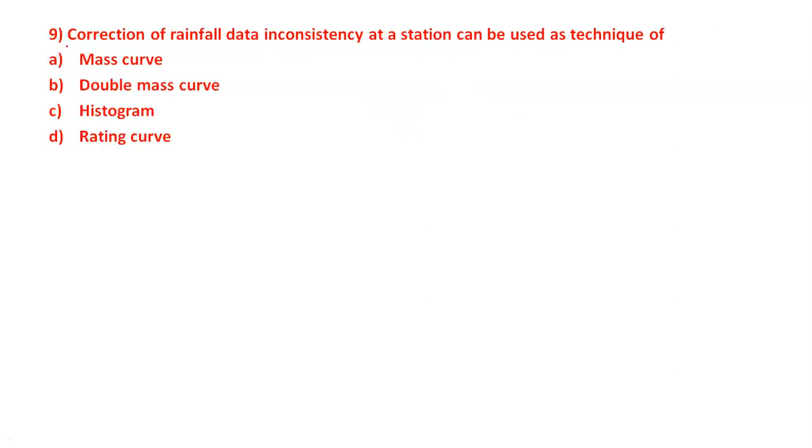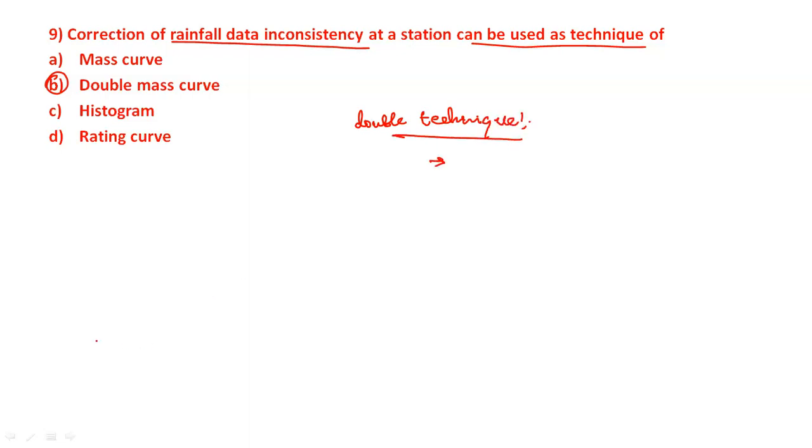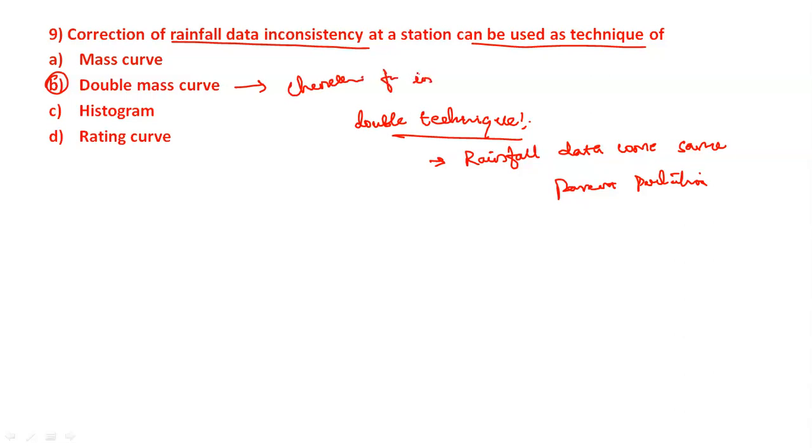Next question: the correction of rainfall data inconsistency at a station can be done using which technique? Here the correct answer is the double mass curve technique. In the double mass curve technique, we check whether the rainfall data come from the same parent population. So it is used to check the inconsistency of a record. So option B is the correct answer.